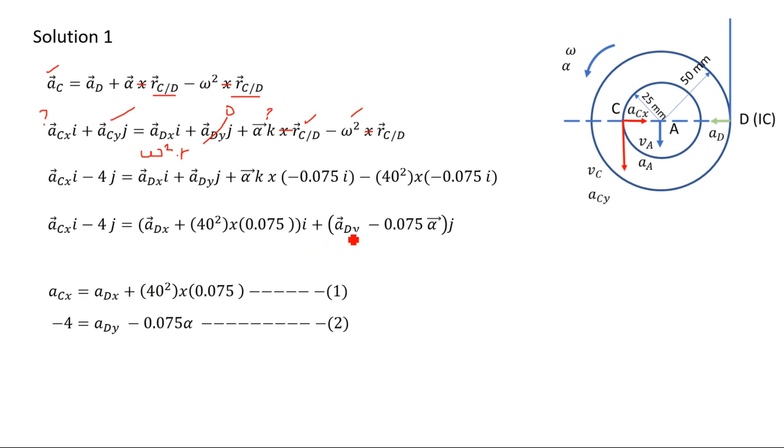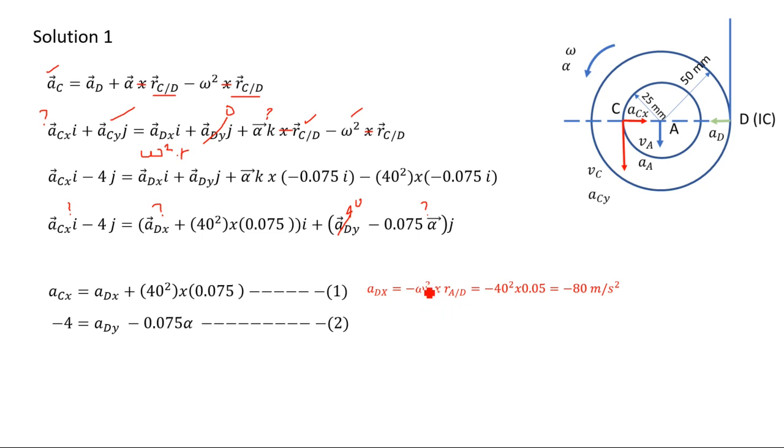Okay, so we said that this one is equal to 0. We know that. Okay, and this one is unknown, this one is unknown, and the alpha is unknown. So we start with the i first. I'm going to have the ACX on the left equal to the ADX plus 40 square multiplied by 0.075. And for the j's, we are going to have minus 4 equal to the ADY minus 0.075. Now we can simply solve this equation, and we can find the value for the ADX.